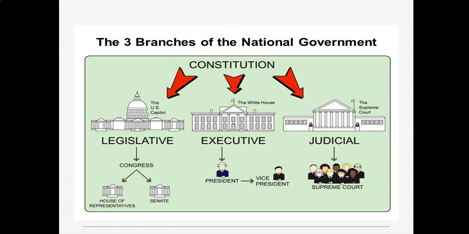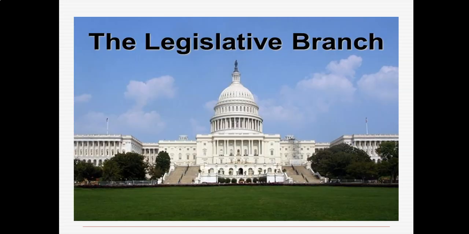And this is that the federal government, the national government, is divided in three branches. The first branch is the legislative branch, which is also known as the Congress. The second branch is the executive branch. This branch is led by the president. And the last branch is the judicial branch, which is the Supreme Court. For this particular instance, we are going to be focusing on the legislative branch.